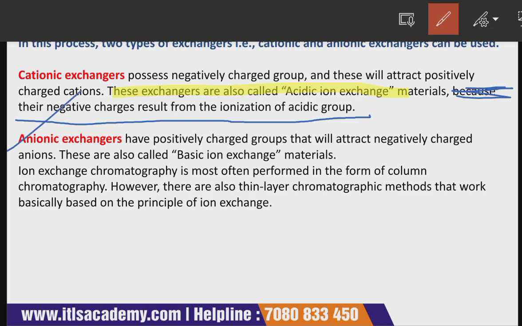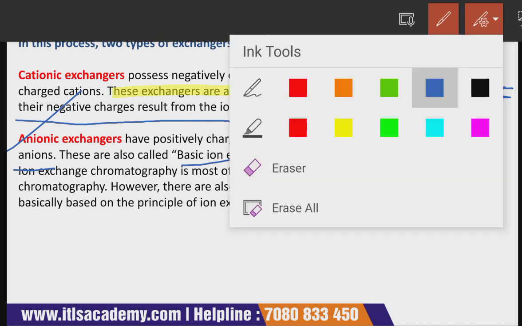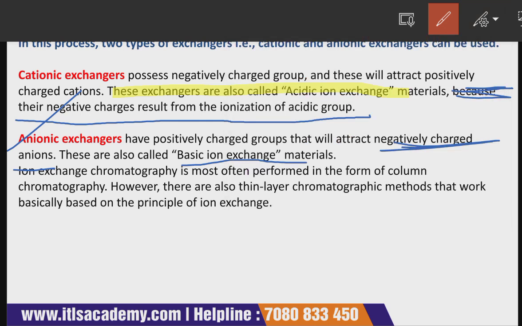Now moving towards the anionic exchanger. Anionic exchangers have positively charged groups that will attract the negatively charged ions. They are known as basic ion exchangers. Since cationic exchangers are the acidic ion exchangers, these are known as the basic ion exchanger materials.